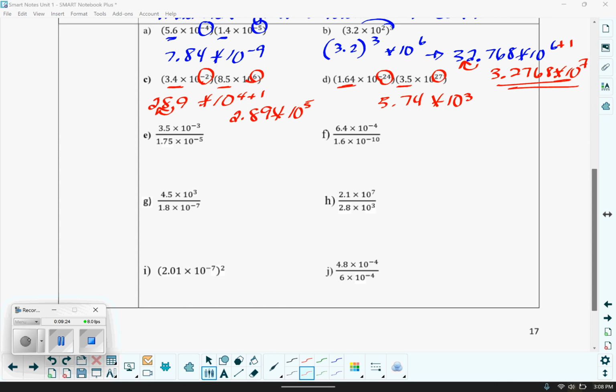These bottom ones, we're actually going to do the same idea. We're going to actually divide the numbers. And so 3.5 divided by 1.75 is 2. So that gives me 2 times 10. Bring this up. Always bring up your exponents to the top. So it's going to be 10 to the 5th up top. And it becomes 10 to the 2.